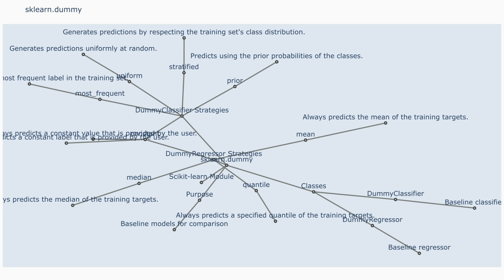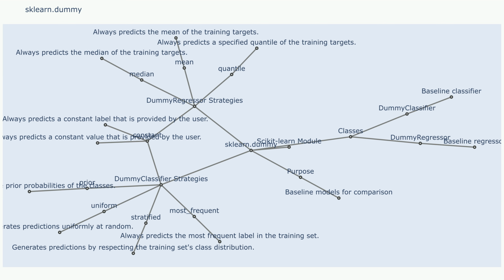Understanding sklearn.dummy, a detailed exploration. The sklearn.dummy module in scikit-learn provides a set of baseline or dummy estimators. These estimators are used for comparison purposes and benchmarking in machine learning. They don't actually learn anything from the data, but instead, they employ simple, predefined strategies to predict outcomes.